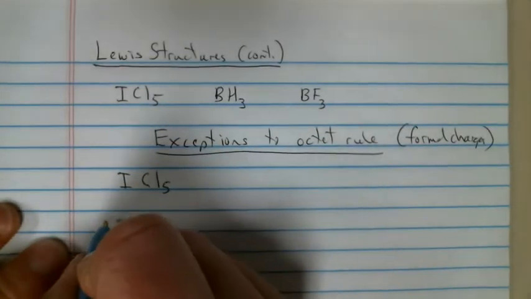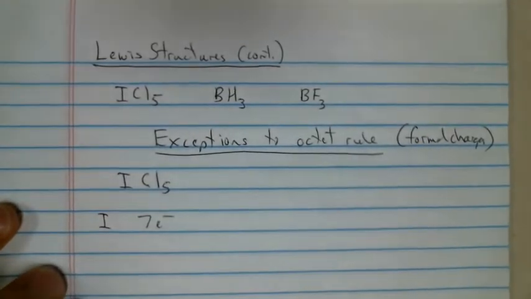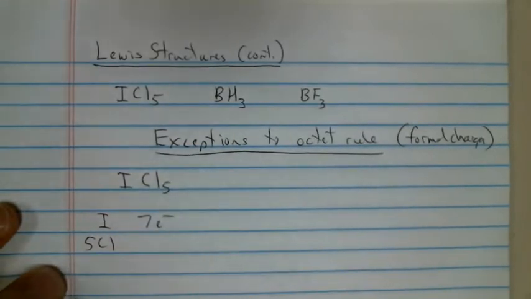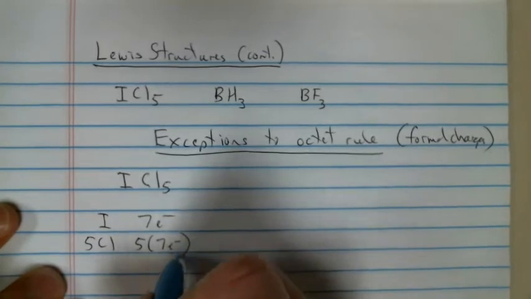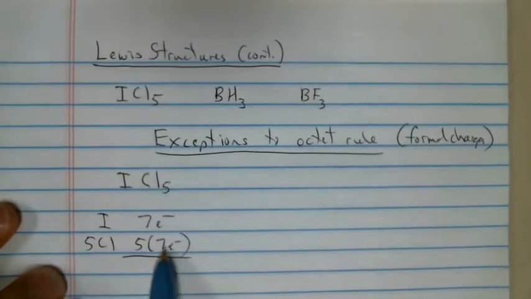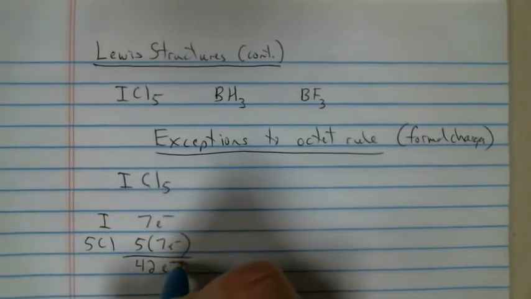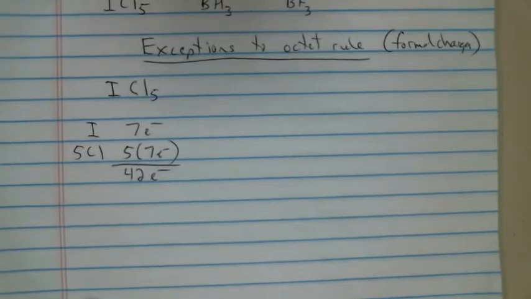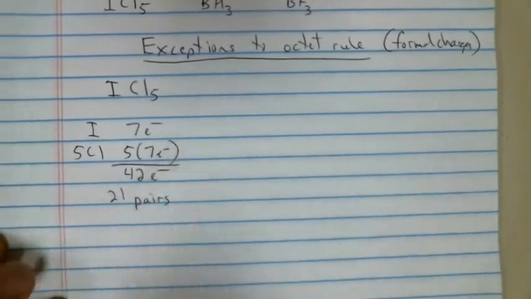Let's count the valence electrons. Iodine's in group 7, so it has 7 valence electrons. There's 5 chlorines. Chlorine's also in group 7, so that's 5 times 7 electrons. And so how many do we have? 35 and 7, 42 electrons. That's a lot of electrons, isn't it? And we're going to just call that 21 pairs.